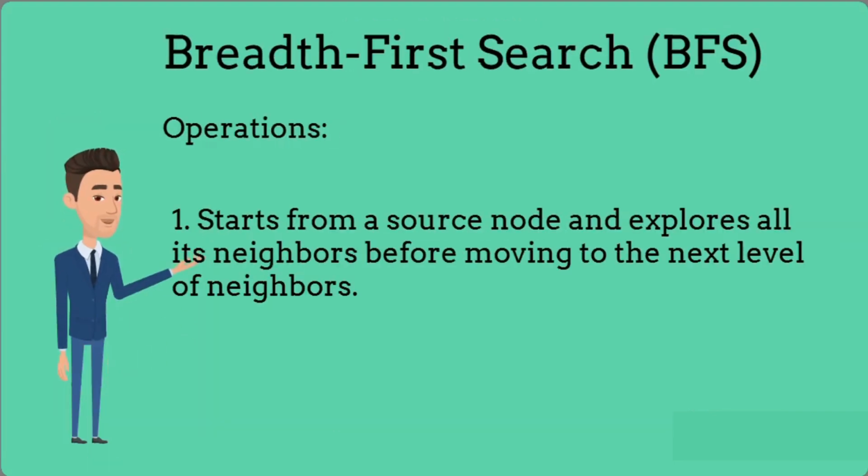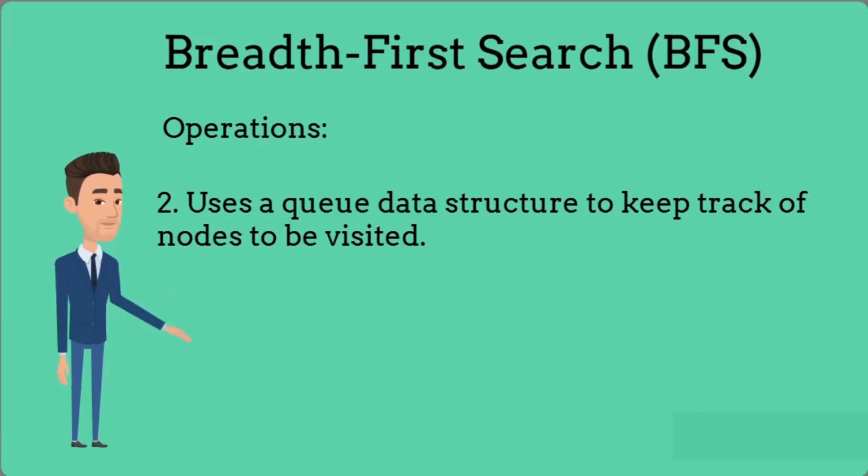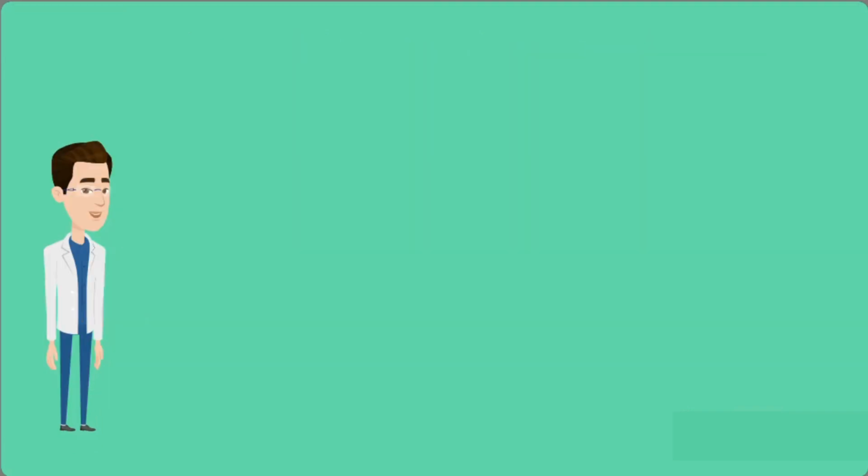Breadth-first search, BFS. Operations. 1. Starts from a source node and explores all its neighbors before moving to the next level of neighbors. 2. Uses a queue data structure to keep track of nodes to be visited. Here is an example for breadth-first search.